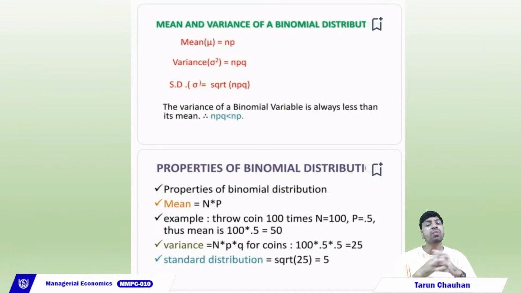So variance is 25, just calculate the square root, which in the short form given is SQRT, it means square root of 25, it stands 5 only. So 5 is your standard deviation. You can use either term, standard deviation or standard distribution, both are the same.